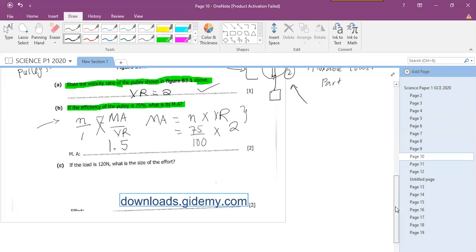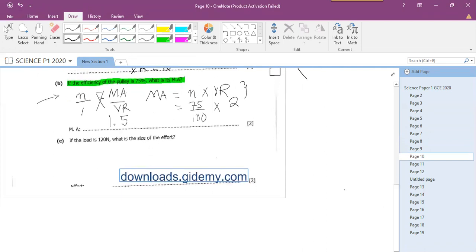So where are we here? Question C is now telling us that if the load is 120 newtons, what is the size of the effort? So if the load is 120 newtons, what is the size of the effort? So we do know that mechanical advantage is load over the effort.